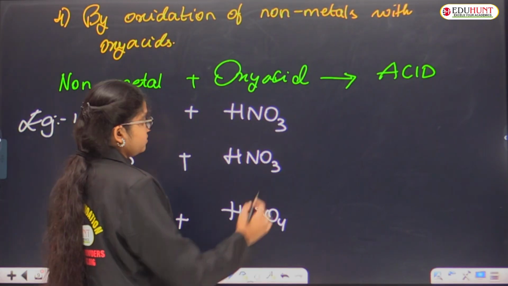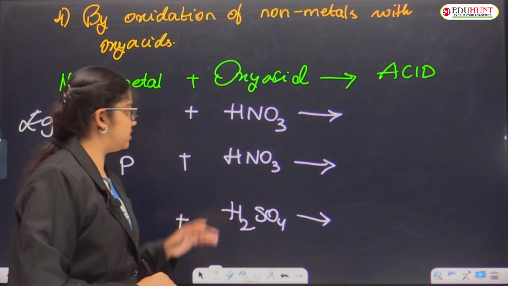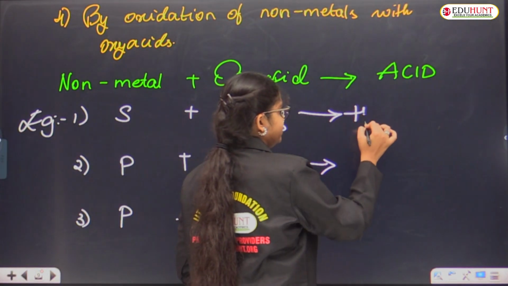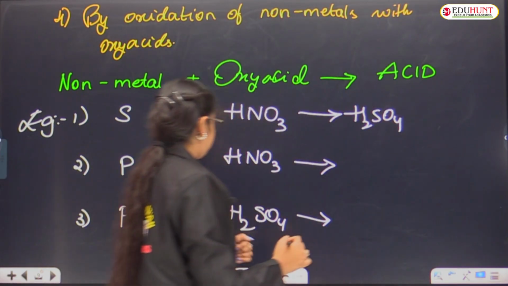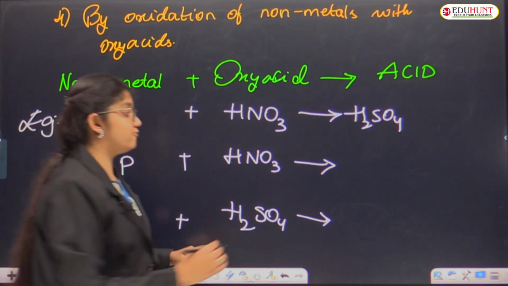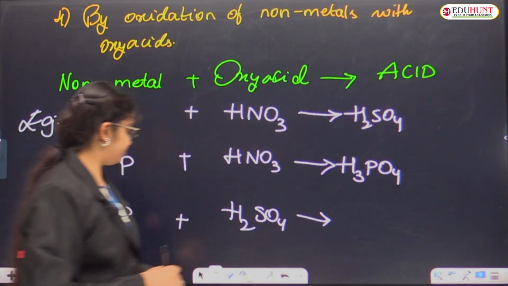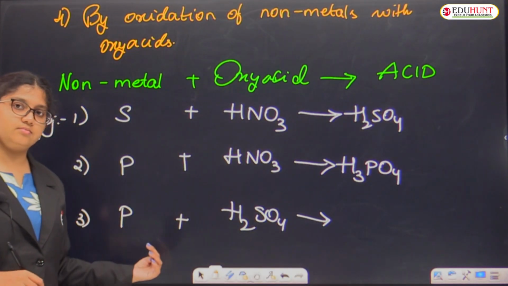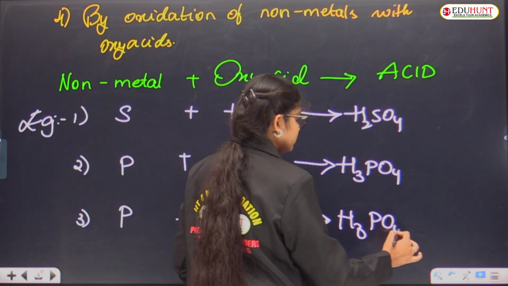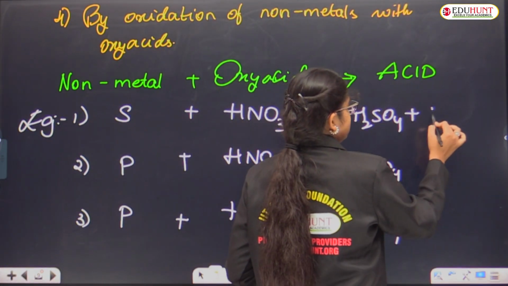Now what will I get? What is the reaction? I should get one acid. What is that acid? Sulfur plus HNO3, what do I get? I get sulfuric acid. Here, phosphorus plus nitric acid, I get phosphoric acid. Now, phosphorus plus sulfuric acid, here also I get the same phosphoric acid. Children, only this is the product? No, we have two others also. That is water.